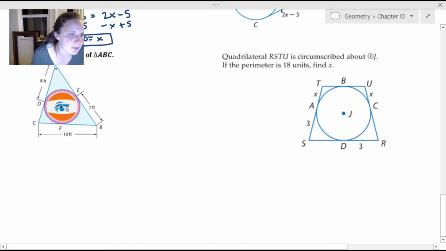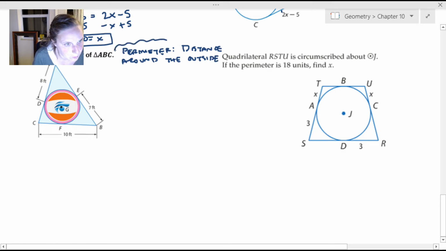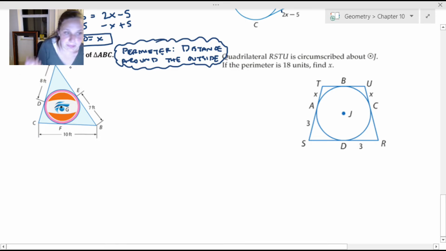All right, this one's a little bit trickier because there's lots of ice cream cones. You've got to see it, and we want the perimeter. Remember, perimeter is the distance around the outside. So we want the whole thing. There's some blank spots that we don't know. We need to find CD, and we also need to find AE.